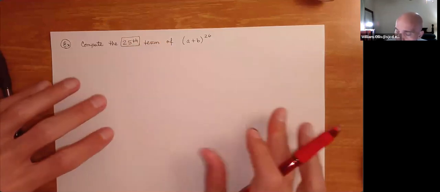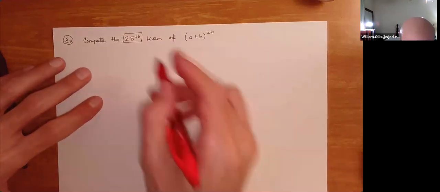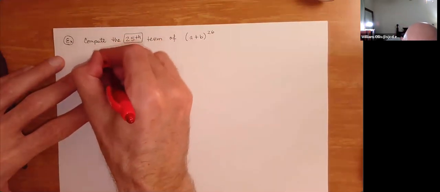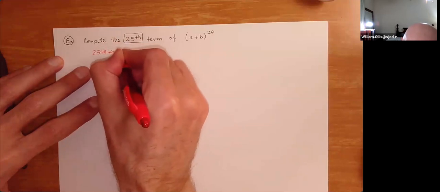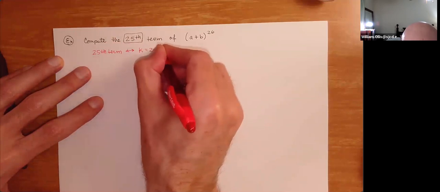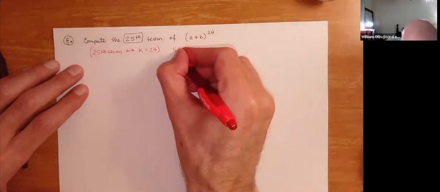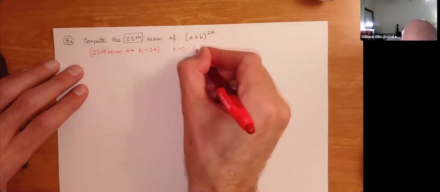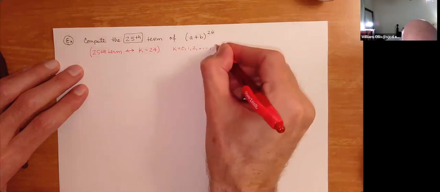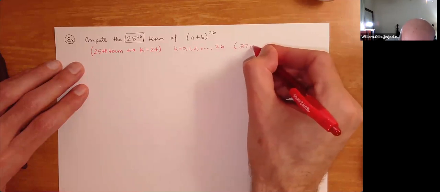So note here, and this is very important, and we're using the convention of the way we've stated our theorem. So this is, again, like doing the conic sections. We'll say the 25th term corresponds to the index k equals 24, because remember, we start with k equals 0. So we have k equals 0, 1, 2, all the way to n, which is 26. So this gives you 27 terms.